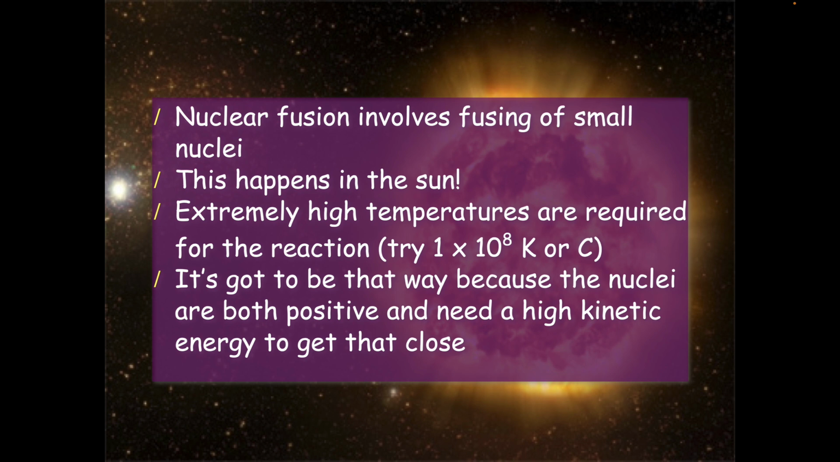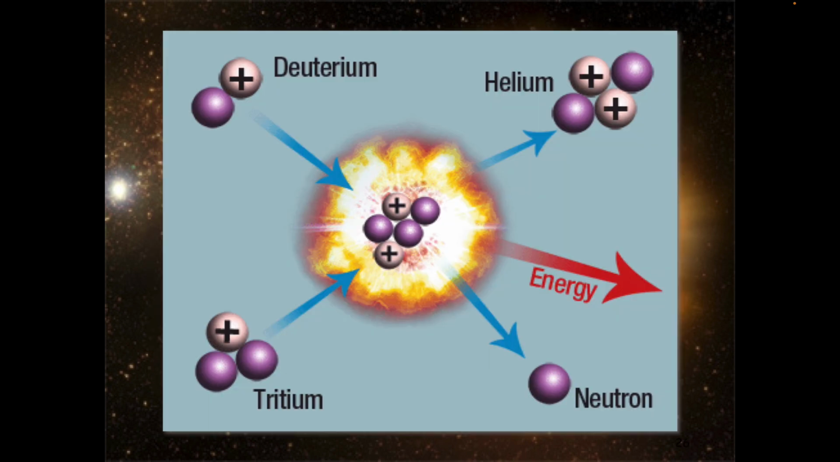Okay, fusion. Nuclear fusion involves the fusing of small nuclei. This is the process that happens in the sun to produce its energy. Extremely high temperatures are required for fusion, something like 1 × 10⁸ degrees Kelvin. It has to be that way because the nuclei are both positive and need high kinetic energy to get that close. So you're taking positive nuclei, and there's the repulsive electrostatic force that has to be overcome for those nuclei to fuse and then release energy.